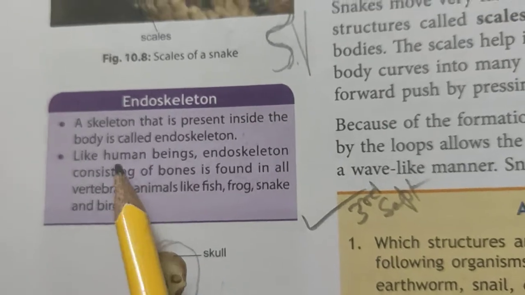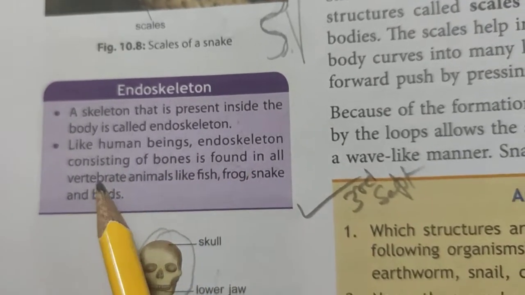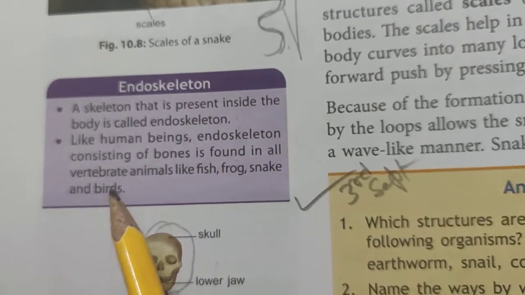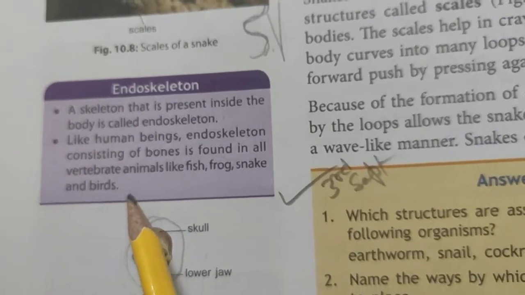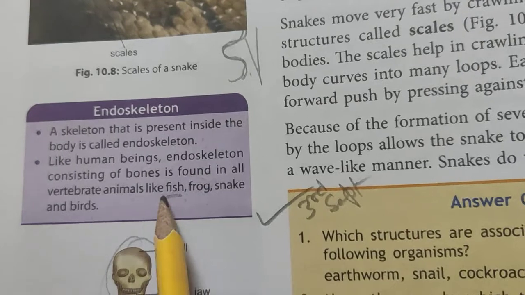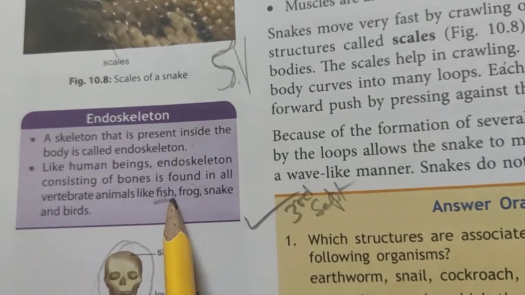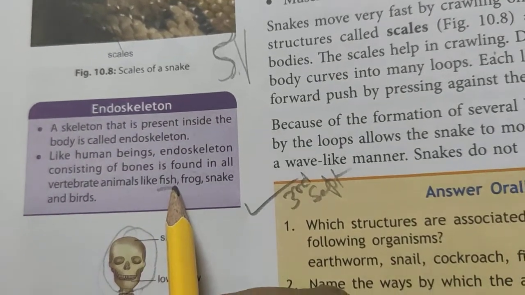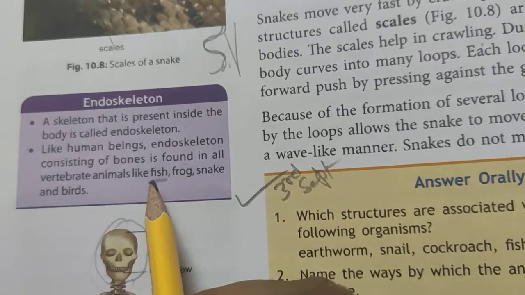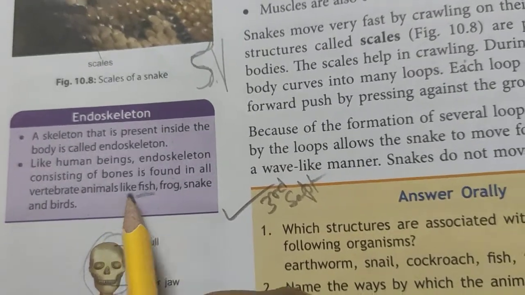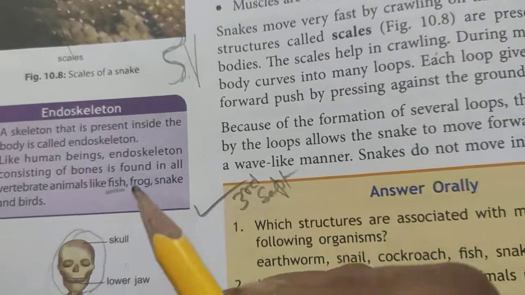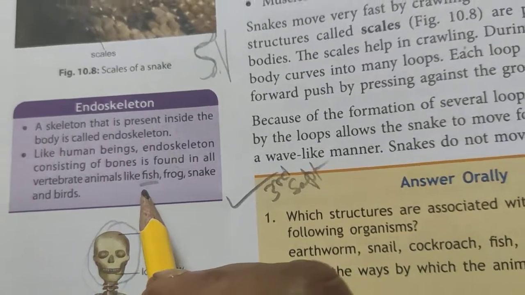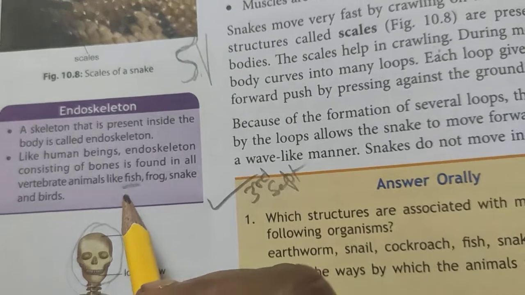Yes. Like human beings, endoskeleton consists of bone, is found in all vertebrate animals like fish, frogs, snake and birds. In fish, which two fish as I told you that they don't have a backbone. They don't have backbone in the sense that whole skeletal system is not made up of bone, but instead of bone it is made up of cartilage.